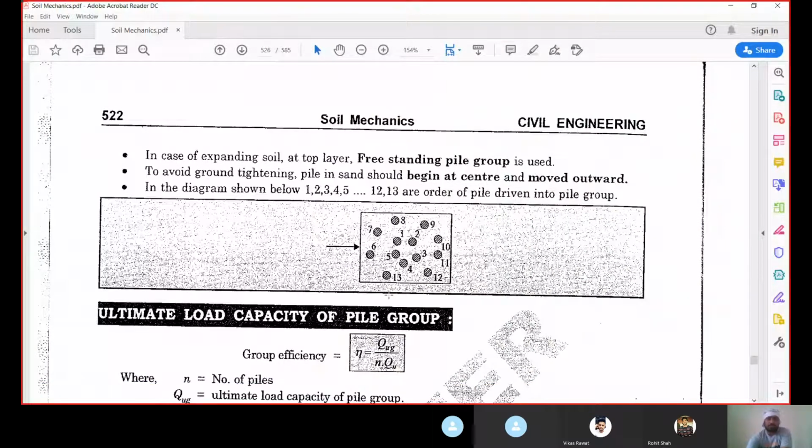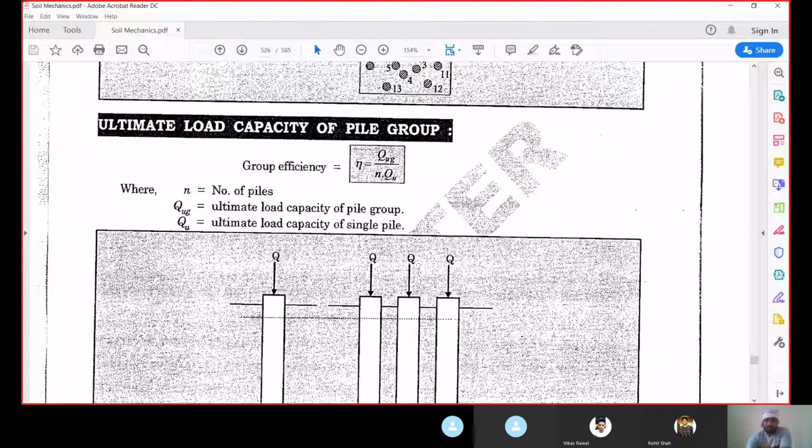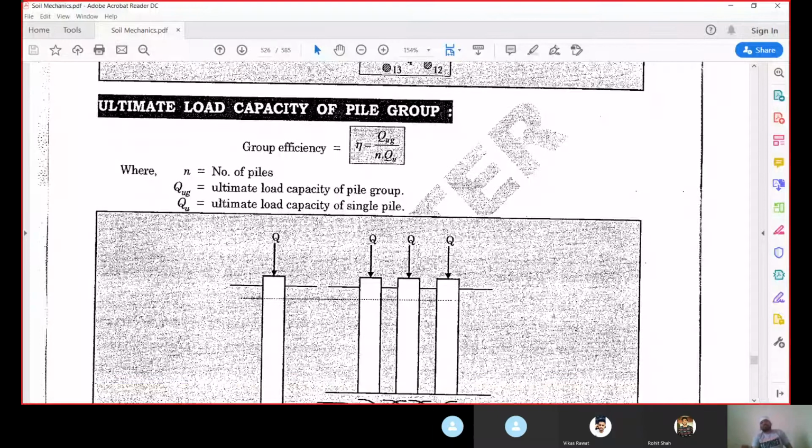Now how will we compute the ultimate load capacity of a pile group? In this case, we'll first of all learn the term group efficiency. Group efficiency is basically the ratio of the ultimate load capacity of the pile group to the number of piles multiplied by the individual pile's ultimate load capacity.